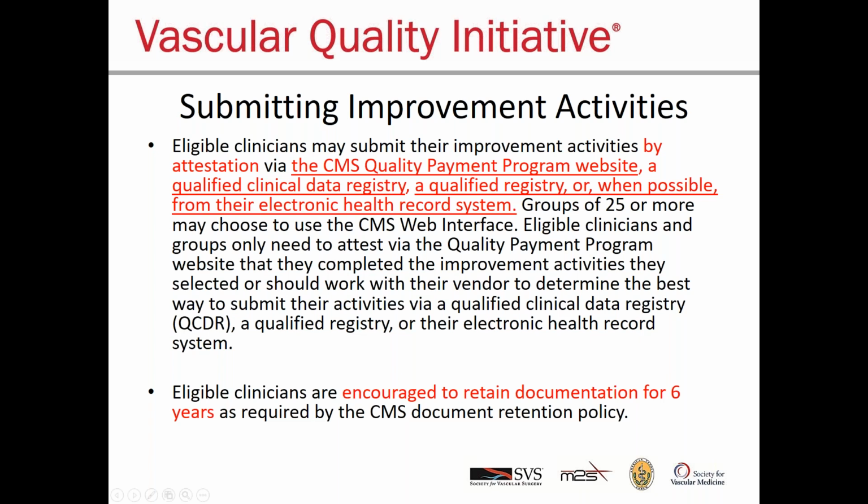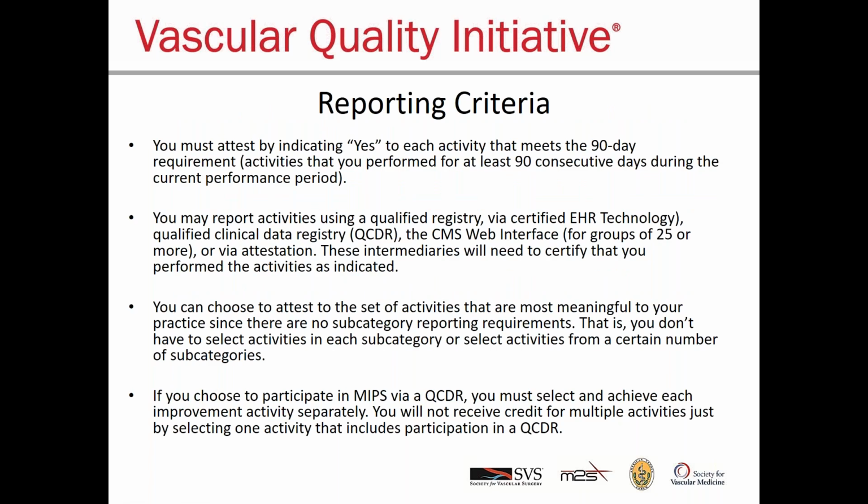And so that's important because we don't want anybody to not get credit for the activities they're doing. And how this attestation piece is going to work is you'll be on this web portal on the QPP website, and you will be basically checking yes to the activities you did for 90 days. So that's why you have to document that you did it in your own personal record, because if you check a bunch of yeses and you don't have documentation and CMS comes and asks you to produce the documentation, that would be unfortunate. So the attestation piece is fairly simple.